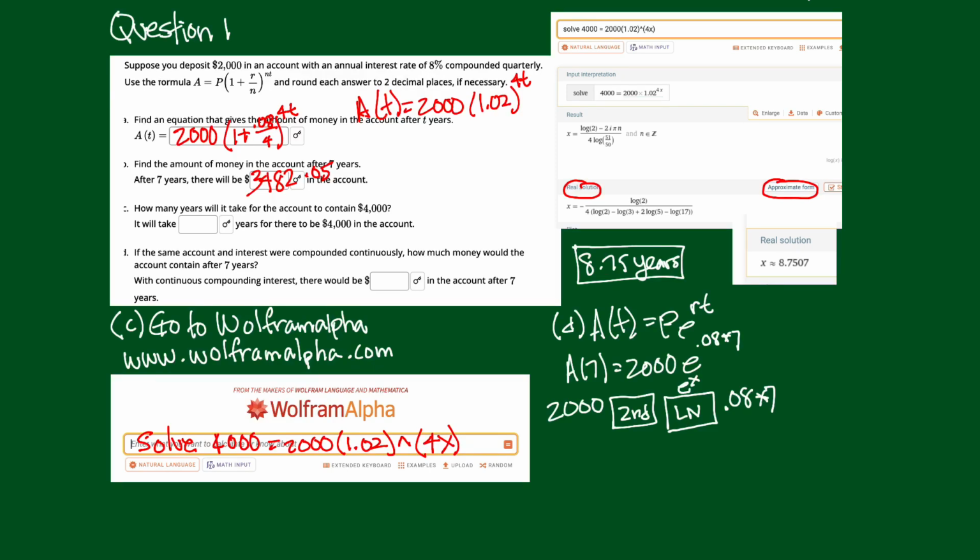Now when I did that, I got A of 7 equaling 3501. Now it's money, so I'm going to round off to 3,501.35. So after 7 years, if you compound continuously, you get $3,501. If you compound 4 times a year, you get $3,482. So we make a little bit more compounding continuously, but not an enormous amount.